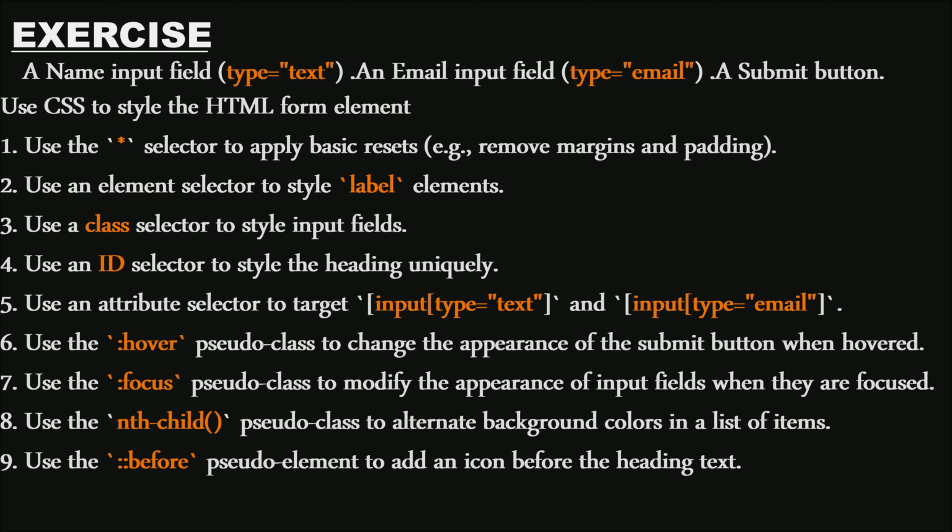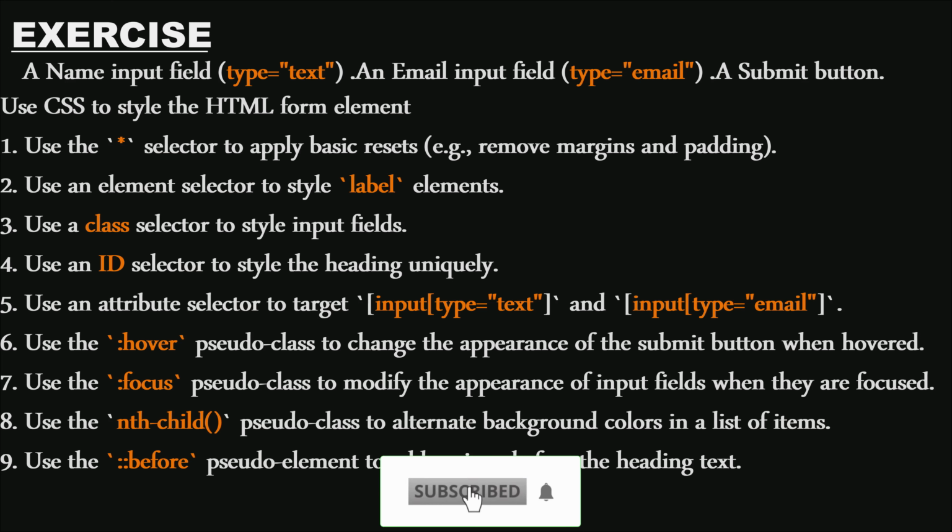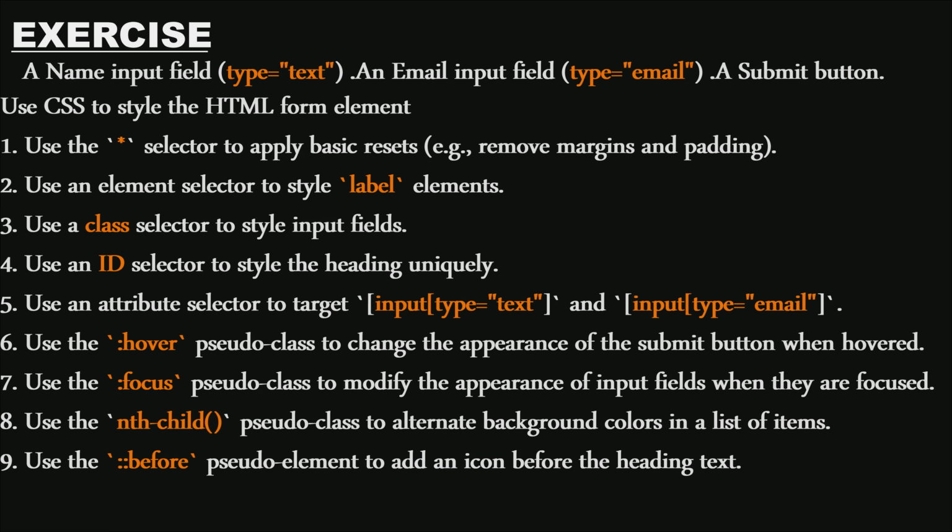4. Use an ID selector to style the heading uniquely. 5. Use an attribute selector to target input type equals text and input type equals email. 6. Use the hover pseudo-class to change the appearance of the submit button when hovered. 7. Use the focus pseudo-class to modify the appearance of input fields when they are focused. 8. Use the nth-child pseudo-class to alternate background colors in a list of items. 9. Use the before pseudo-element to add an icon before the heading text.